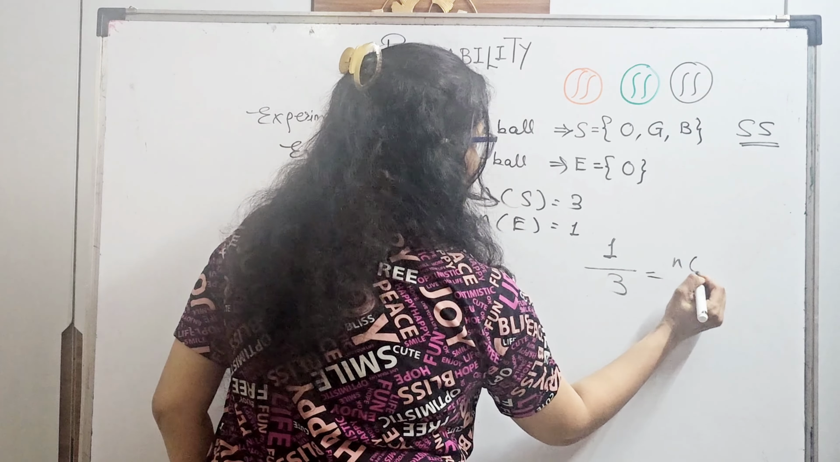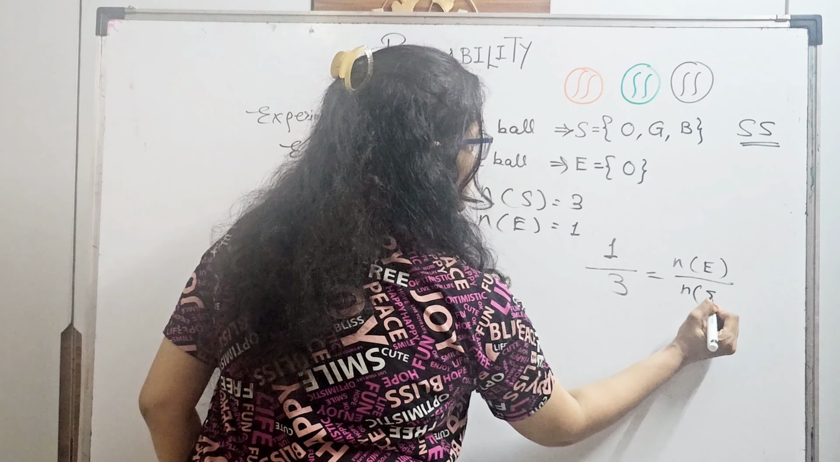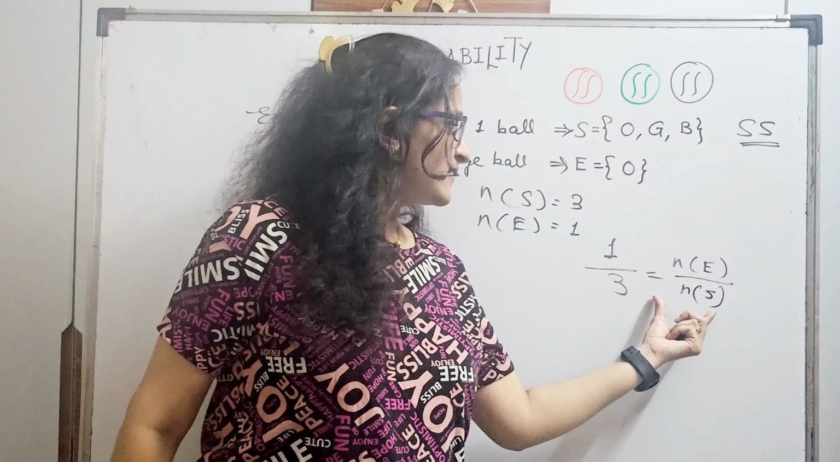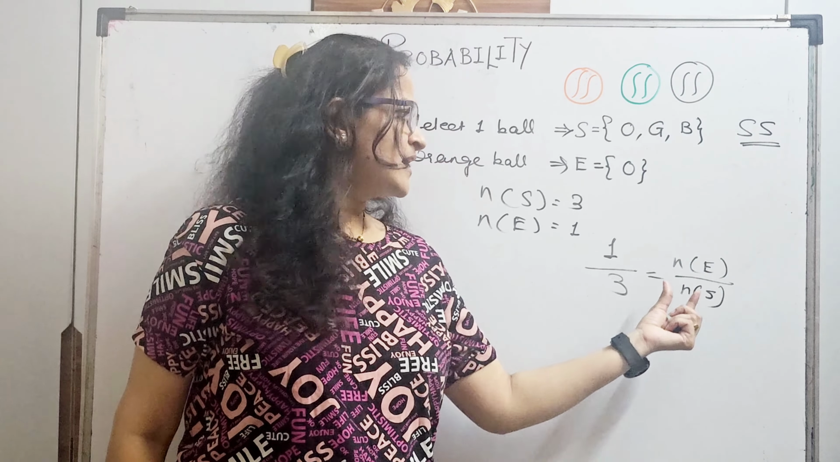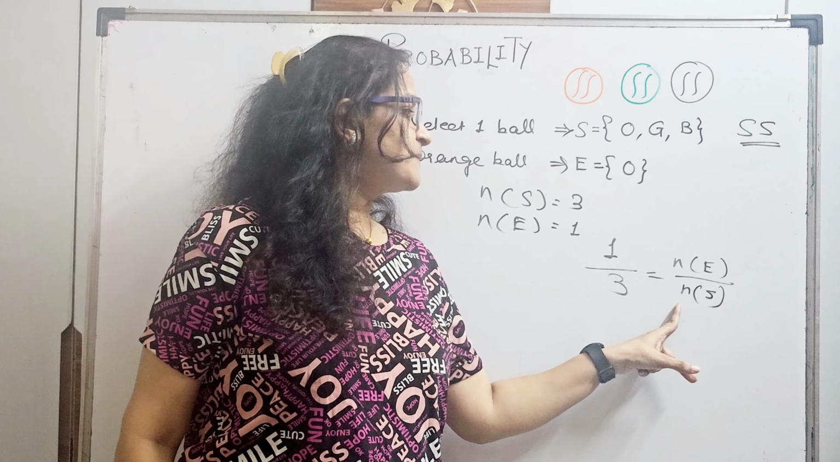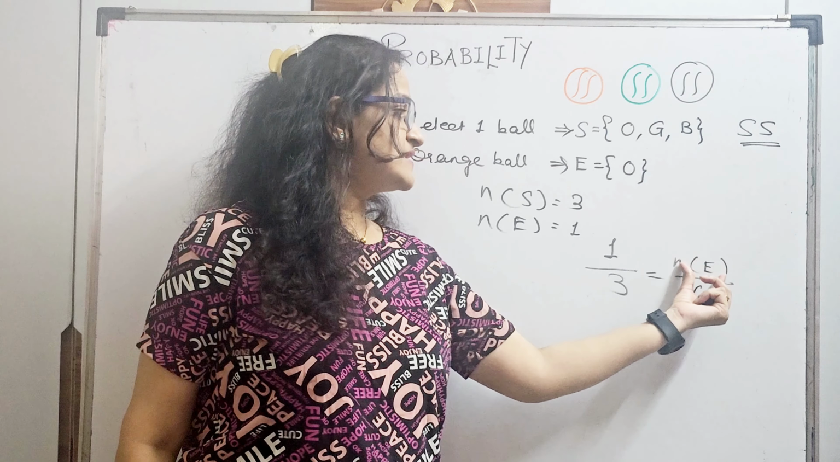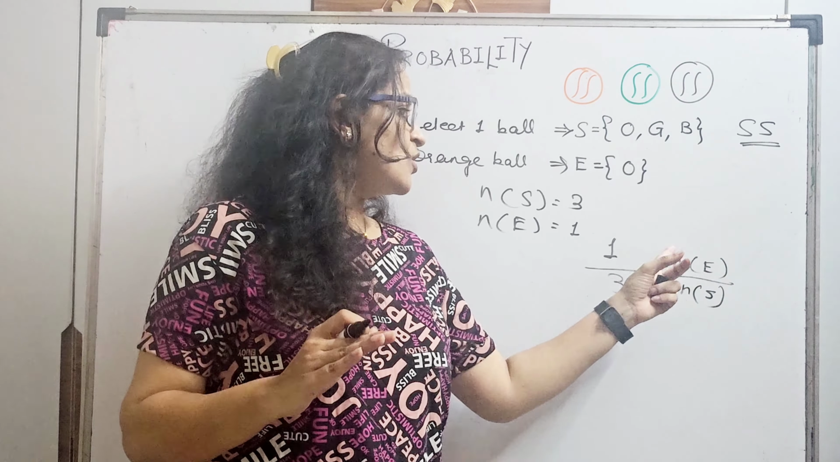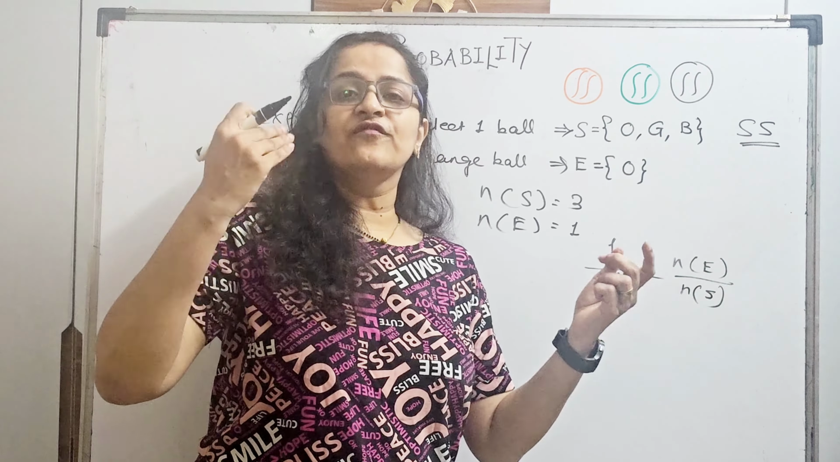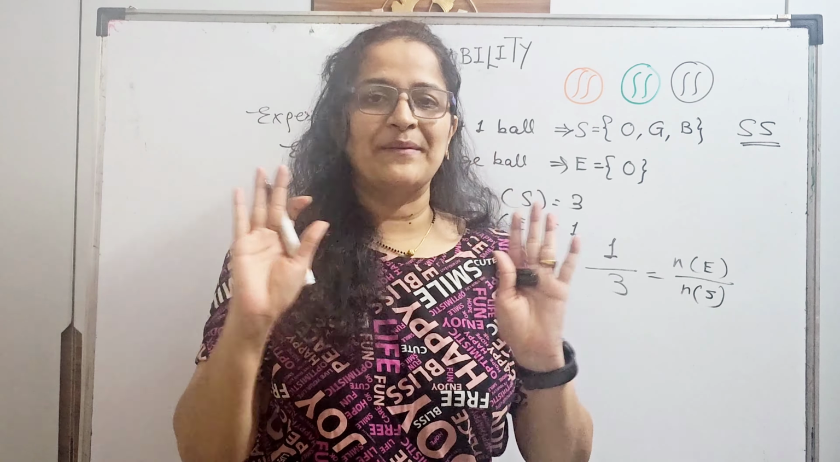N of E divided by N of S. Am I doing it the right way? Yes, you can represent it this way, correct? So total number of favorable outcomes divided by total number of outcomes. This is the sample space, and this is the specific event. So these are your chances of winning the game. Chance is nothing but probability.